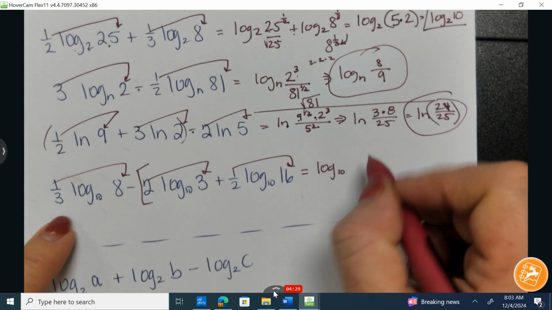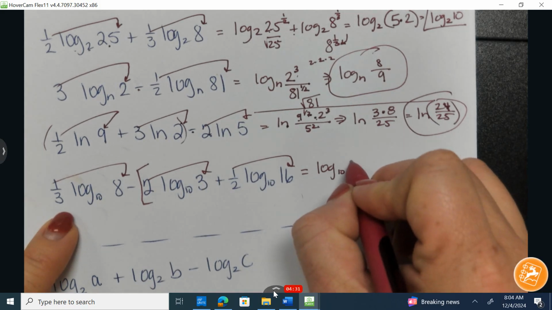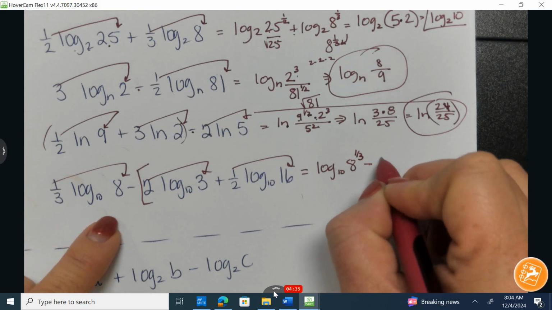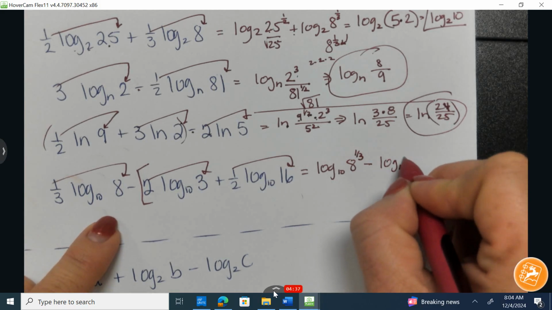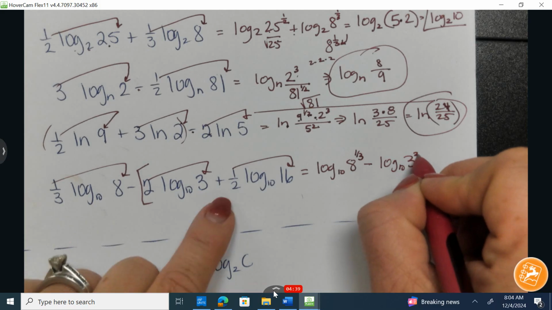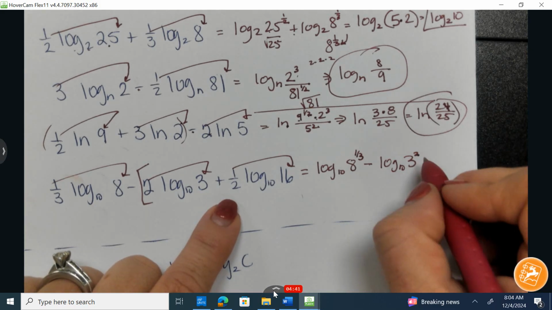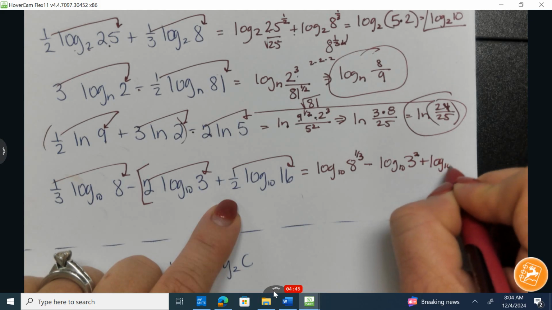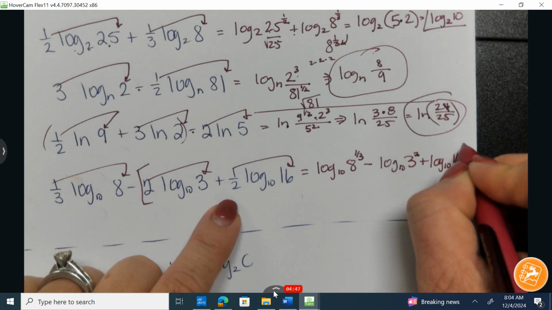So I have log base 10 of 8 to the 1/3. I'm going to come back here. Subtract log base 10 of 3 squared. I'm looking at the logs to make sure they're all the same as well, please. And then I have plus log base 10 of 16 to the 1/2.